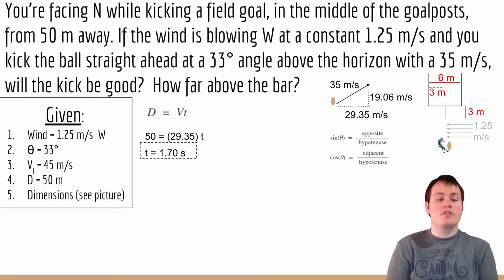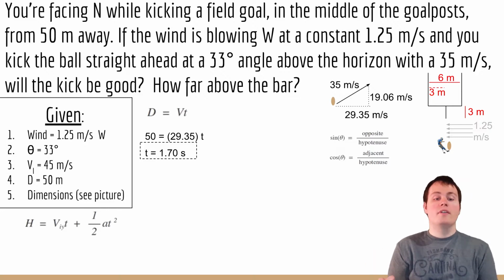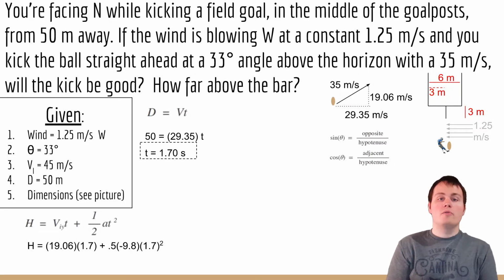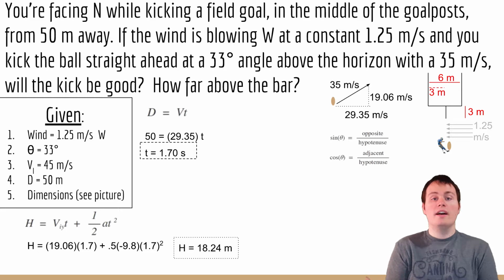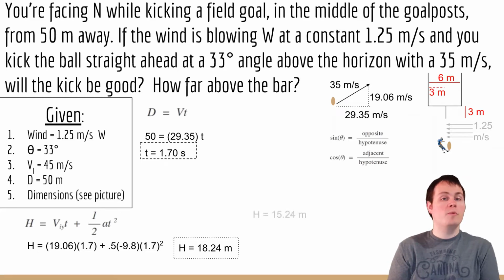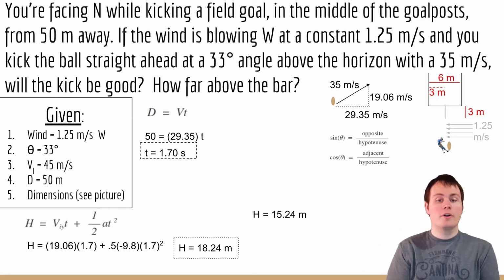To do this, we're just going to use the equation we've been using in a lot of other cases. Height is equal to velocity times time plus 1/2 at squared. Except in this case, we now know time, and we want to figure out height, so we're going to plug in everything else, and we find that the height is 18.24 meters. However, based on our dimensions from the picture before, we can figure out that the height of the ball is going to be 15.24 meters above the bar, which is exactly what they were asking for in the second part of the question.